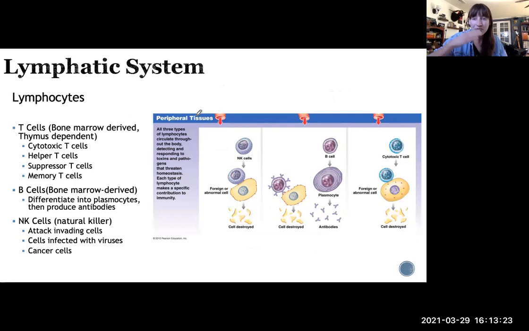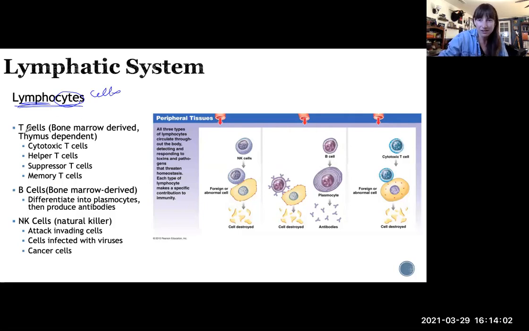Okay, so we've talked about lymphatic vessels, capillaries, collecting vessels, trunks, and ducts. Now let's talk about some cells associated with your lymphatic system, okay? Lymphocytes, right? Cells of the lymphatic system. You've got two main types of lymphocytes, B cells and T cells, B lymphocytes and T lymphocytes, okay? You'll see these terms used interchangeably. B cells are the same thing as B lymphocytes, and T cells are the same thing as T lymphocytes, okay?